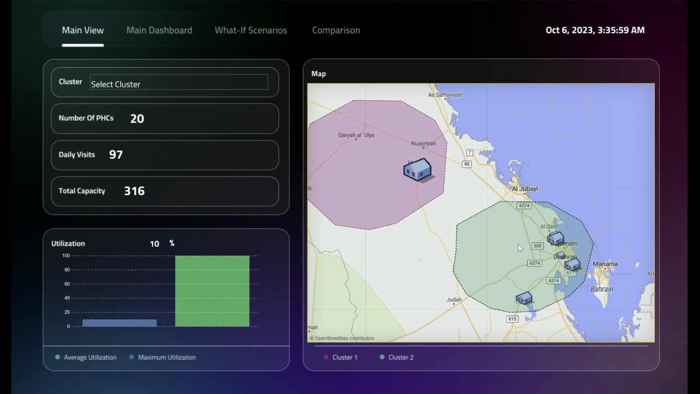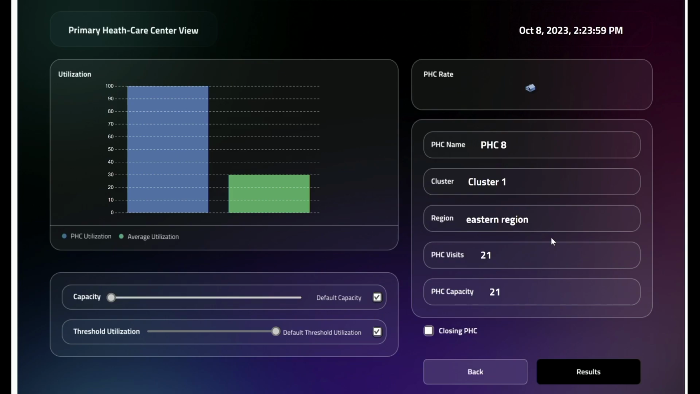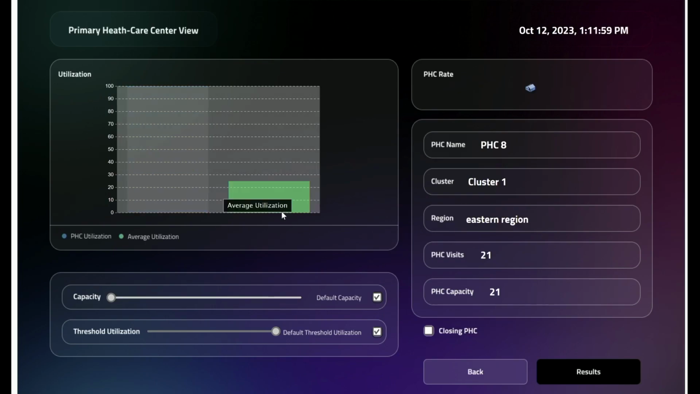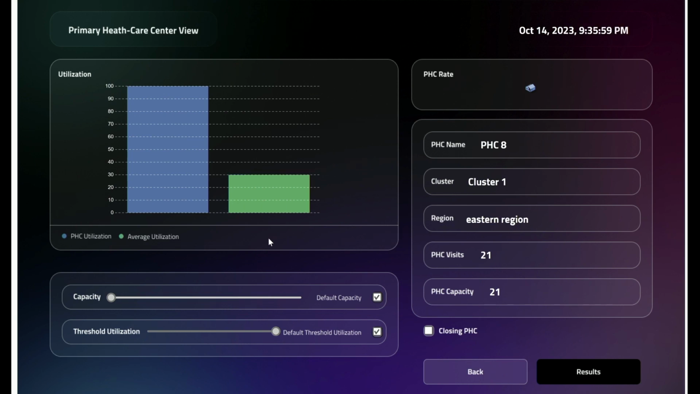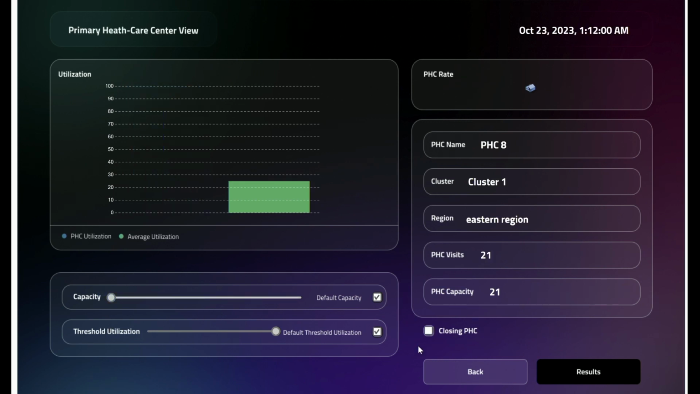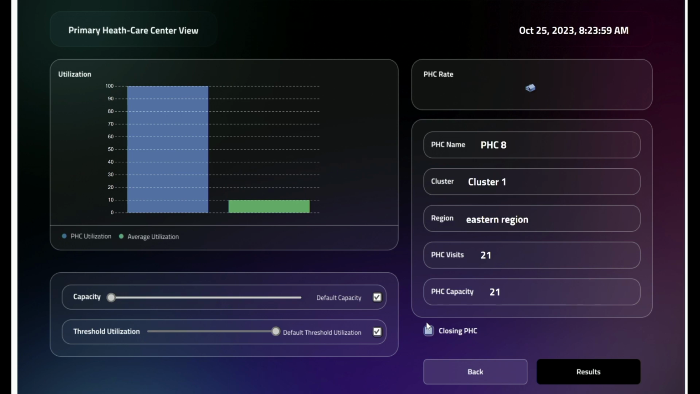We can click on a certain PHC, and then we will see the page of that PHC, which will show us the PHC utilization as well as the average utilization, and some of the information about the PHC, including the capacity that we can change, and the threshold utilization, and we can close that PHC if we want to test what will happen.